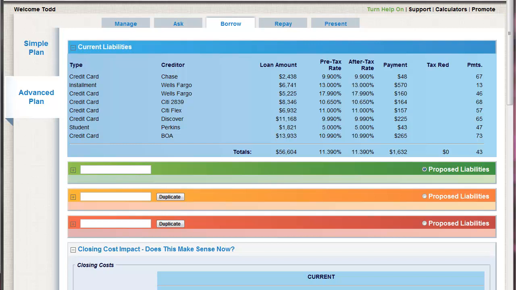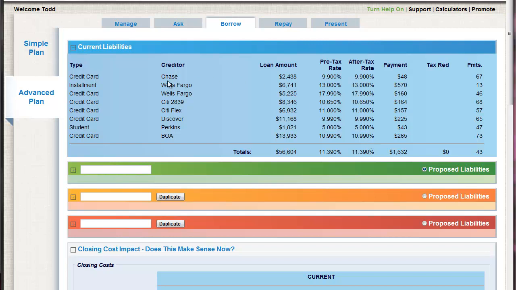And I'm going to try to do some more of these quick case studies just to remind you of some of the key features. One of the most powerful features of this software is the ability to create a comprehensive liability strategy without refinancing. In this situation, this client has $56,604 in credit card, student, and installment debt. That's what they have today. They aren't in a position to refinance because they don't currently have a mortgage.